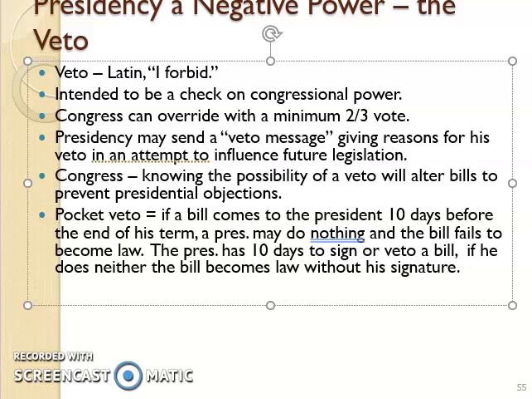There is a distinct advantage with a pocket veto. By pocket vetoing a piece of legislation, by doing nothing, putting it in his back pocket, so to speak, and leaving it there, that's where the expression comes from, Congress never has a chance to override the president's veto. That is the advantage of the pocket veto. But again, it's really only possible to do this at the end of a congressional term when there's 10 days or fewer left.